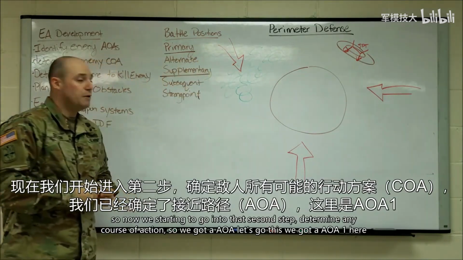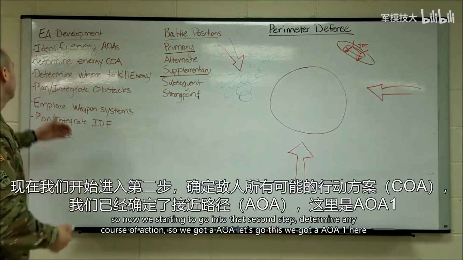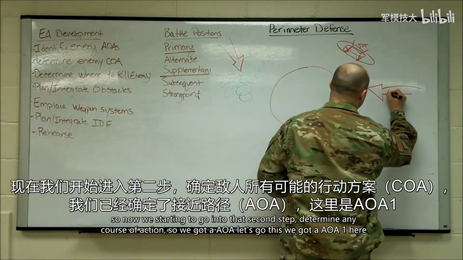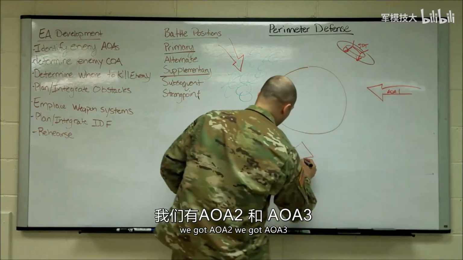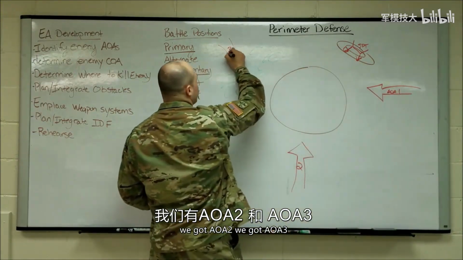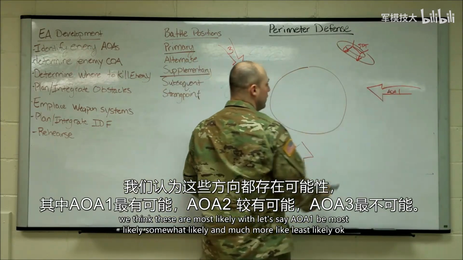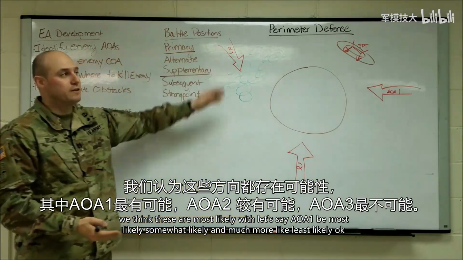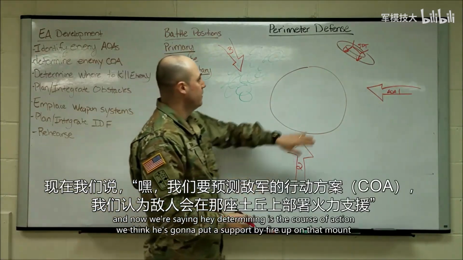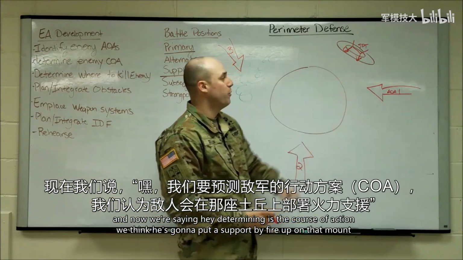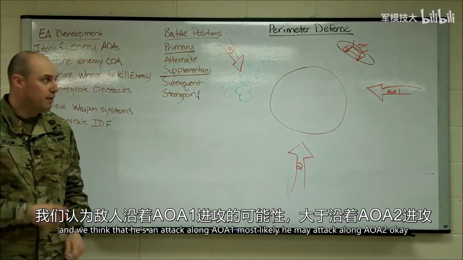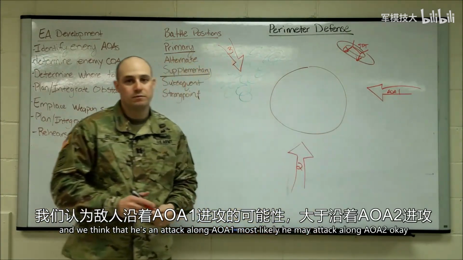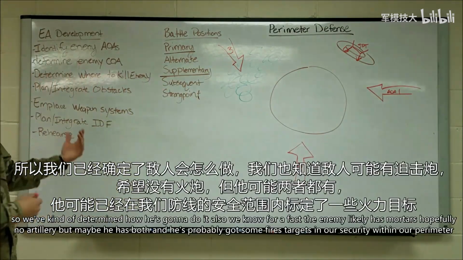Okay? So now we're starting to go into that second step, determine enemy course of action. So we've got AOA 1 here, AOA 2, and AOA 3. We think these are, let's say, AOA 1 being most likely, AOA 2 somewhat likely, and AOA 3 least likely, okay? And now, determining his course of action, we think he's going to put his support by fire up on that mound, and we think that he's going to attack along AOA 1, most likely. He may attack along AOA 2, okay? So we've kind of determined how he's going to do it.